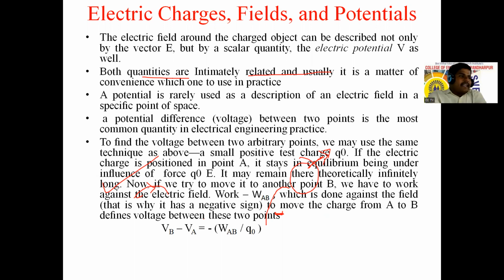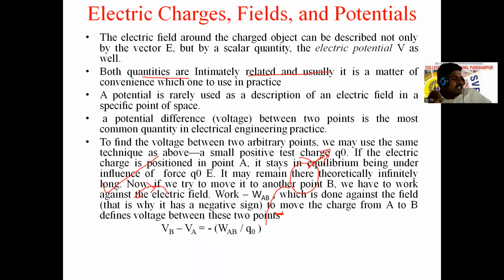So both quantities, that is the electric field and the electric potential, both quantities are intimately related, and usually it is a matter of convenience which one to use in the practice, right? Either we use the potential or we use the electric field E, right? So the potential is rarely used as a description of an electric field in a specific point of space. We are using the electric field E for that specific point.